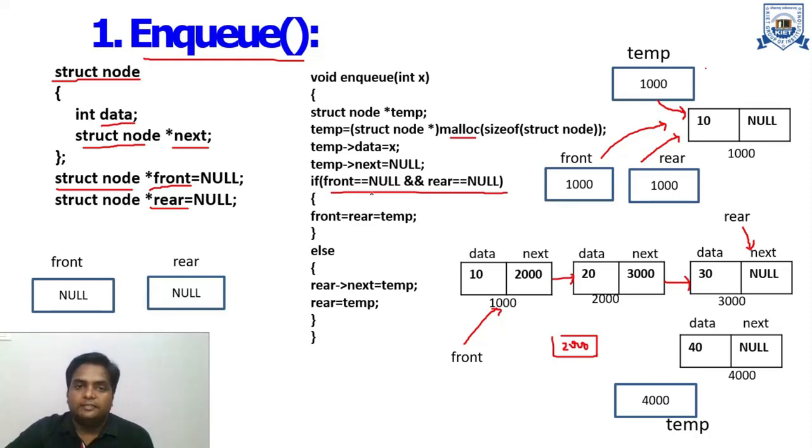We check if front equal to null and rear equal to null. No, right now this condition is false because front and rear both are pointing to this particular node.